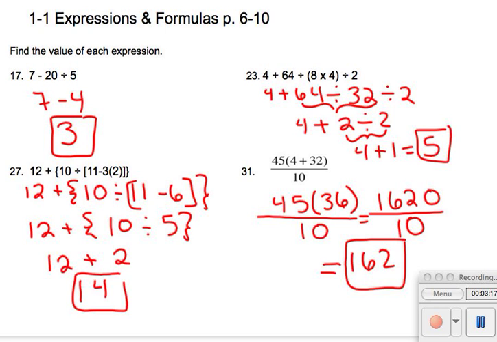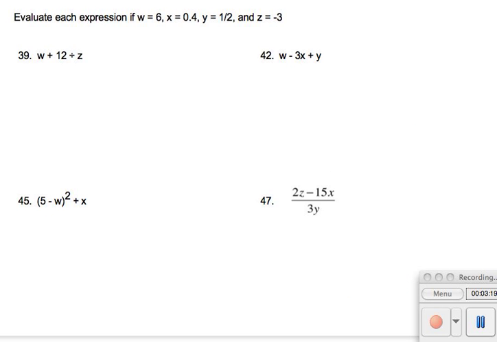From there, we move into evaluating. Evaluate means substitute in and then simplify the expression. They're telling us that W is equal to 6, X is 0.4, Y is 1/2, and Z is a negative 3. So in problem 39, I'm going to replace the W with the 6.